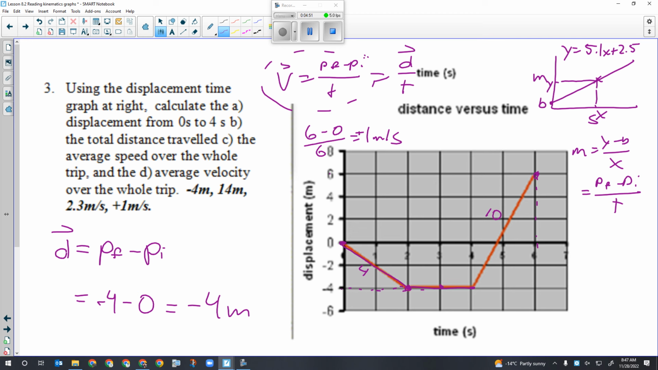Is that ringing a bell? If it isn't, we're working on it again today, so you'll get a bit of a refresher. Everybody with me there? Okay, those are the things we can do from a position versus time graph.